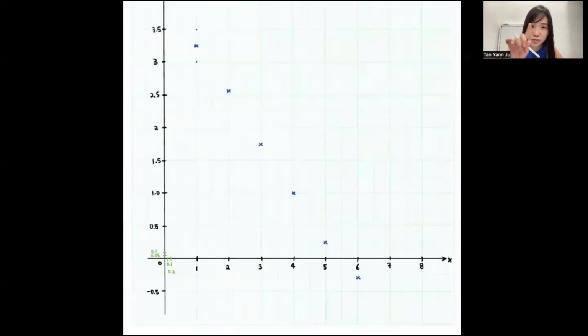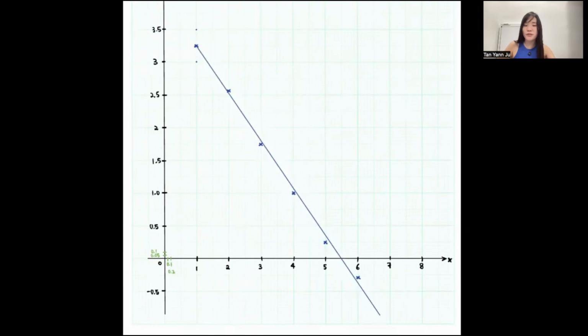If I go too fast, you just drag me back and slow it down. You can do it one by one, okay? So now, take a ruler. Try to connect all of them together. Well, I couldn't connect all of them together. So guys, when you can't connect all of them together, it's very normal. That means you're going to draw a best fit line.